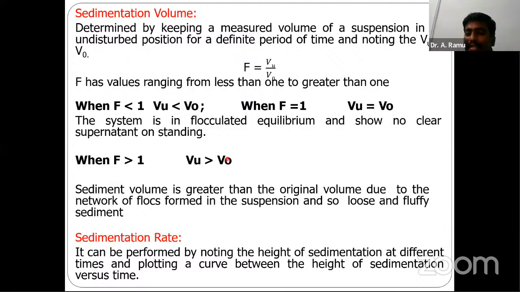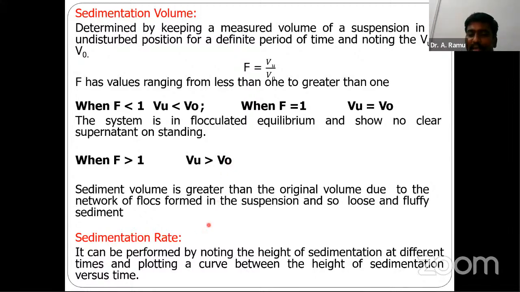Whenever the F value is greater than 1, the sedimentation volume is greater than the original volume of the suspension, due to the network of flocs that is formed in the suspension, which is a very loose and fluffy sediment. Due to this loose, fluffy sediment, the sedimentation volume crosses the original volume of the suspension. In this case, we cannot say that it is not a stable suspension. Due to the formation of fluffy sediment, the value will be greater than 1.